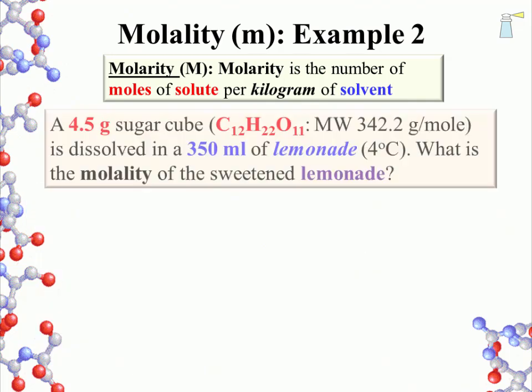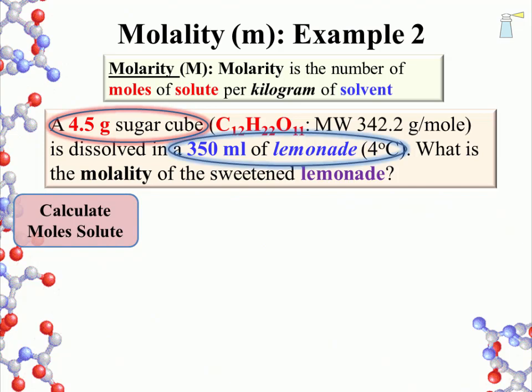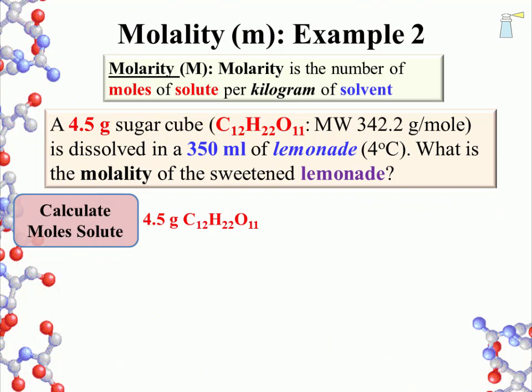A second example says that a 4.5 gram sugar cube, sucrose, C12H22O11, is dissolved in 350 mL of lemonade at 4 degrees Celsius. What is the molality of the sweetened lemonade? Begin by getting the moles of solute. A review of the problem shows that sugar is the solute. It is getting dissolved, and the lemonade is the solvent. Sugar is given a mass of 4.5 grams, and that needs to be converted into moles. The molecular weight of sucrose is given in the problem as 342.2 grams per mole.